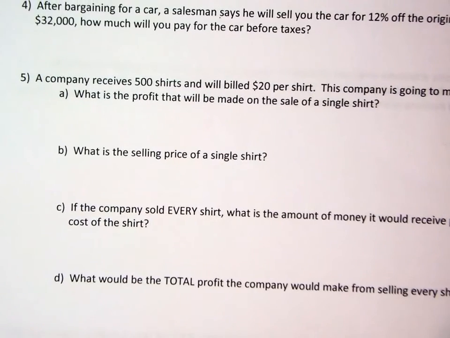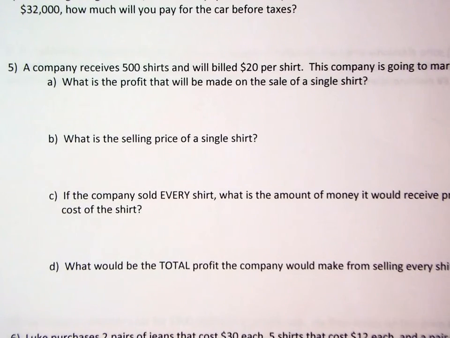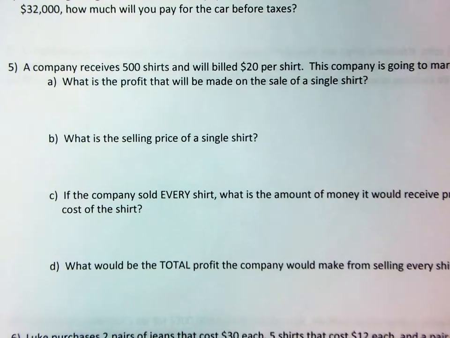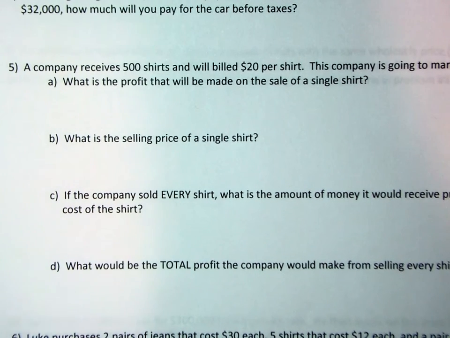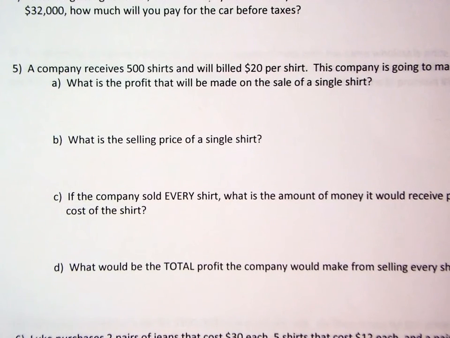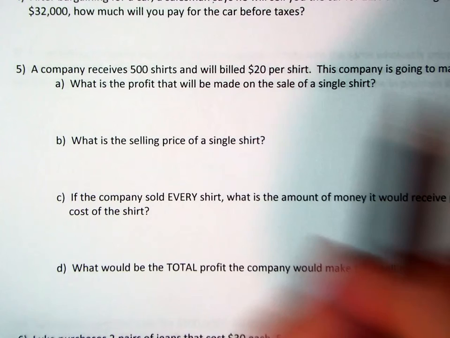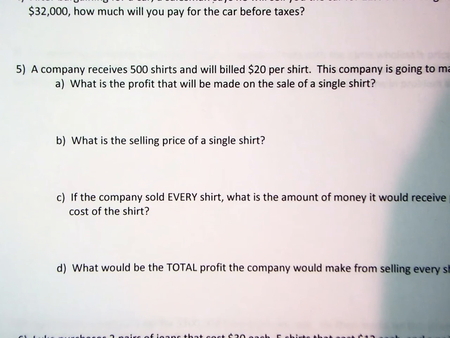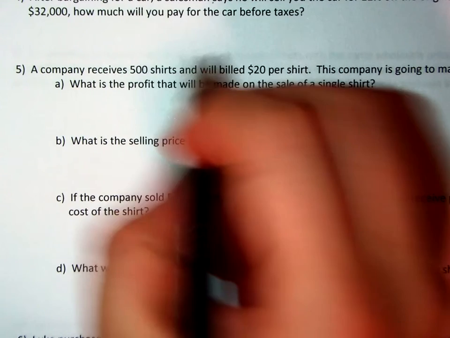Number 5. This one was a little bit more complex. Not that it was more difficult. It just asked you for 4 different separate pieces of the problem. Well, this is just like any other of the problems. I just broke the solution process up into 4 little pieces so that you could figure out how each piece interrelates. So a company receives 500 shirts and will be billed $20 per shirt. The company is going to mark up the shirt price by 40%.